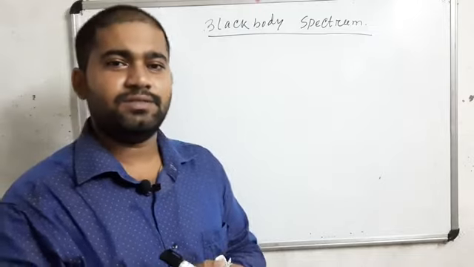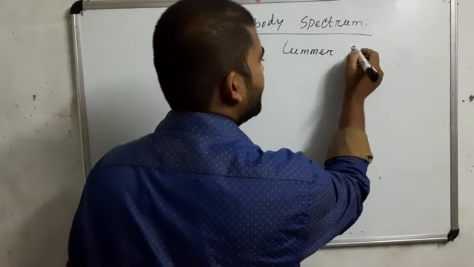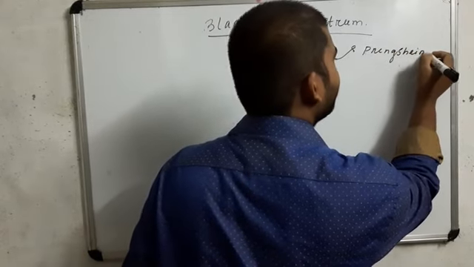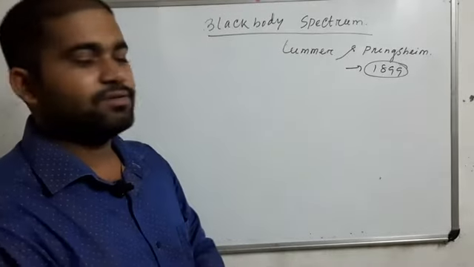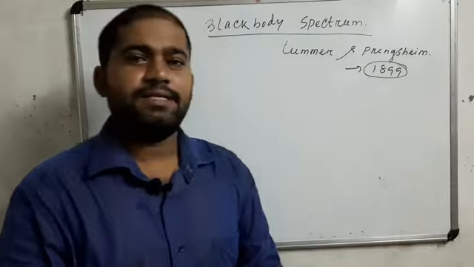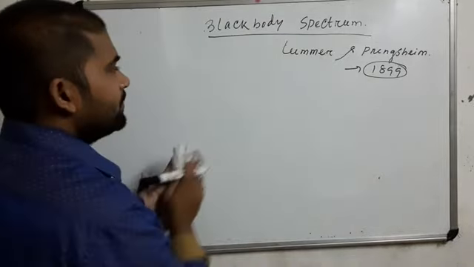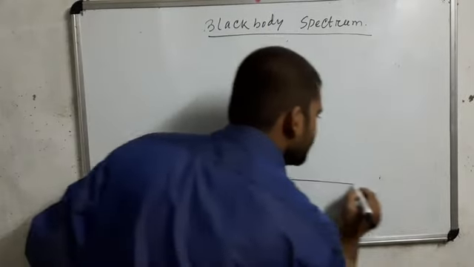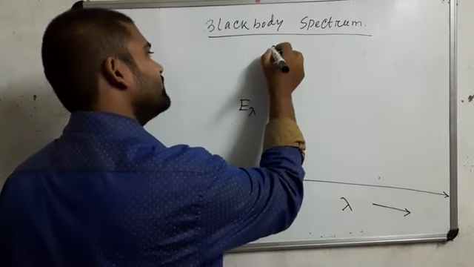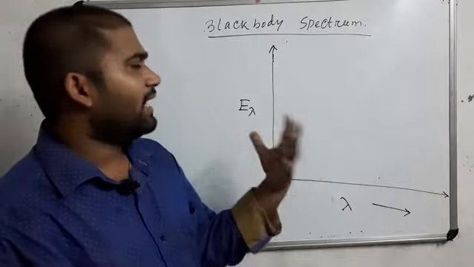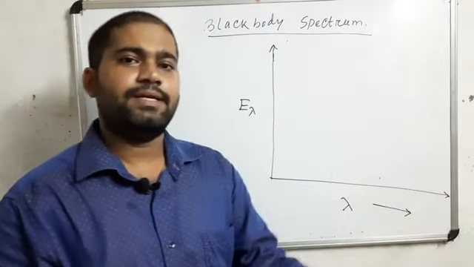That is the experiment performed by Lummer and Pringsheim. The black body spectrum was first studied experimentally by Lummer and Pringsheim in 1899. As per Lummer and Pringsheim, the black body radiation varies as follows; here we take the wavelength along the x-axis and energy along the y-axis. When Lummer and Pringsheim studied the radiation coming out from the black body, they found that at different temperatures, the wavelength of the radiation also changes.